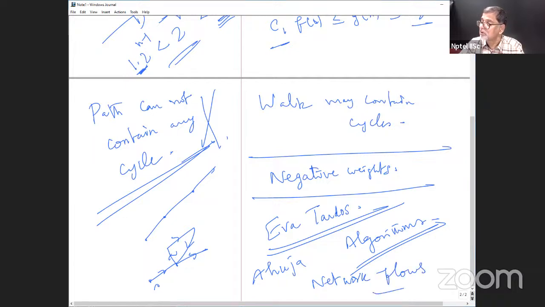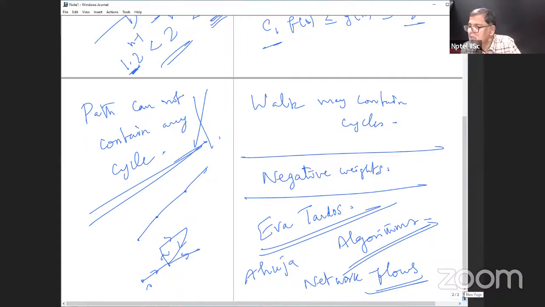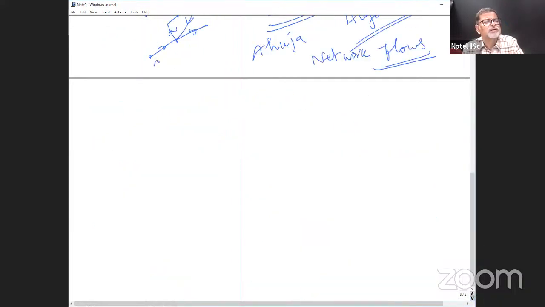This is a very good book. It's an award-winning book for operations research, and there are other authors also. There are 3 authors. I have given only Ahuja. You can Google search Ahuja's book on network flows. This has got a large number of examples of real-world applications that can be solved using shortest path problems, with full details.